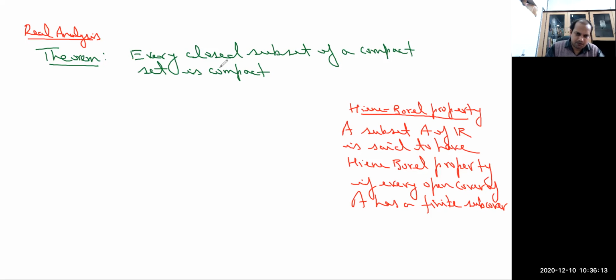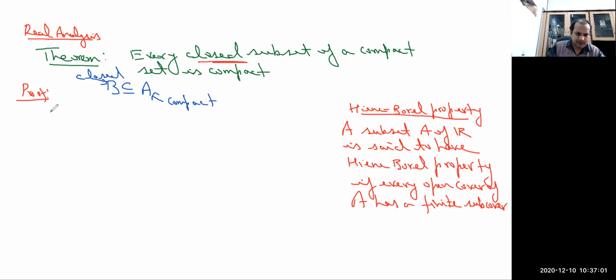But here I am going to prove that every closed subset of a compact set is compact. So to do this, its proof: suppose B is a subset of A, A is compact and B is closed. It's given that B is closed. Now, if A is compact, then it will satisfy the Heine-Borel property, or I can say that every open cover of A must have at least one finite subcover.